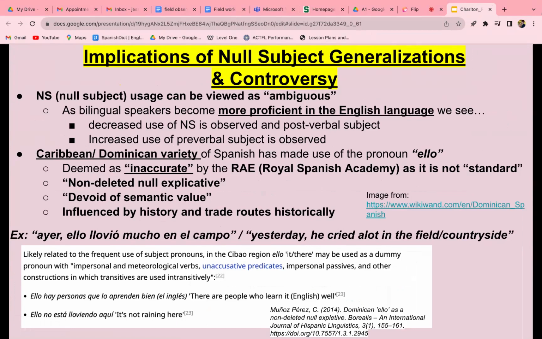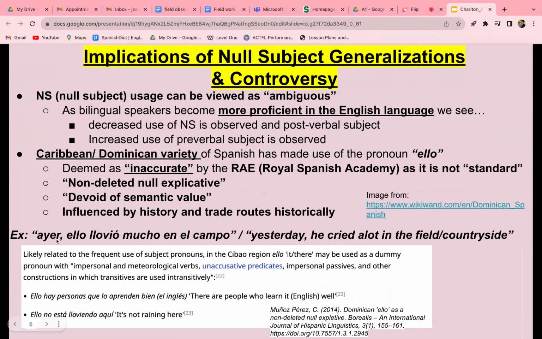That's kind of how it came to be, and this specific ello pronoun comes with some controversy because it's deemed as being inaccurate by the Royal Spanish Academy. They say that it is not standard. It's also been described as being a non-deleted null expletive and being devoid of semantic value, as if it brings no value to the table and it doesn't need to be used. It's unnecessary. It shouldn't be used.